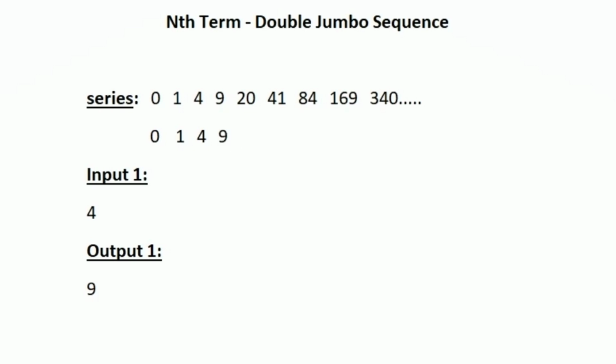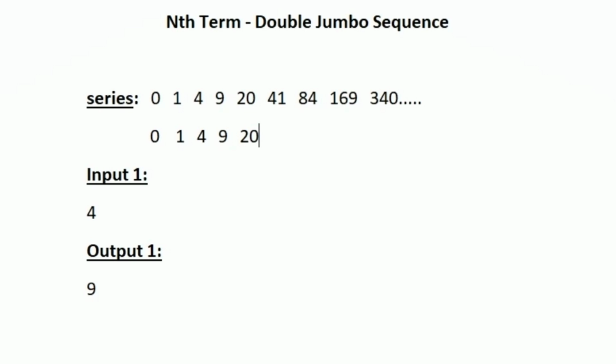And then in order to find the fifth term, previous term into 2 plus 2. The previous term is 9. So 9 into 2 is 18 and again plus 2. 18 plus 2 we will be getting 20. So this is the fifth term. So this is how the series is formed.